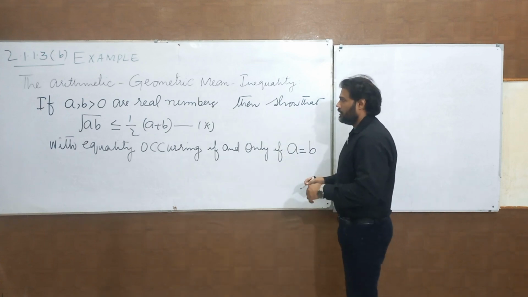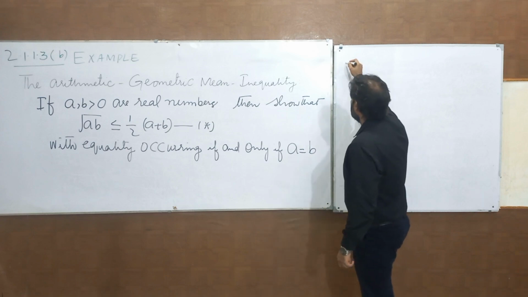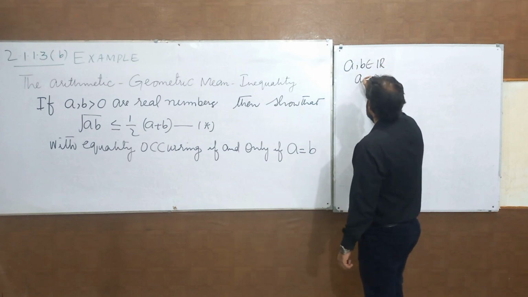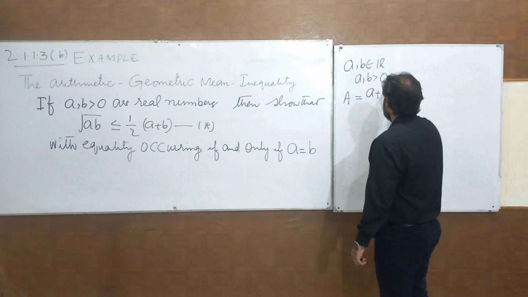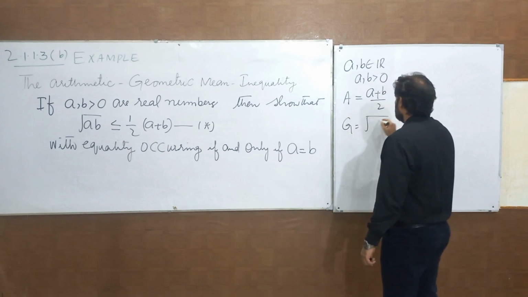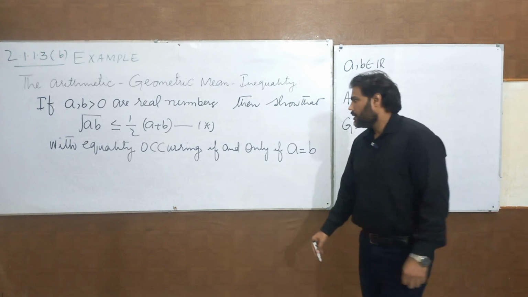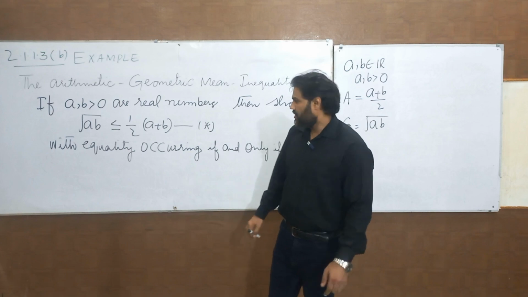Firstly, we define arithmetic and geometric mean. If A and B are two positive real numbers, then their arithmetic mean is simply given by (A plus B) over 2, and their geometric mean is simply given by the square root of AB. This inequality is called the arithmetic geometric mean inequality.